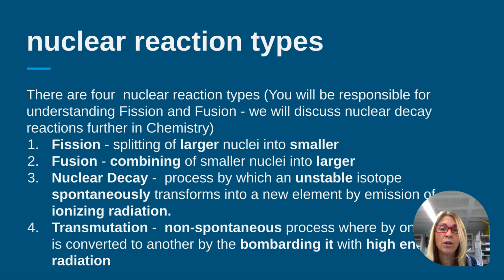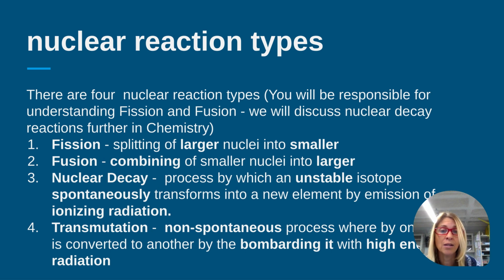There are a handful of different nuclear reaction types, four main types. In this course in Honors Physical Science, we will understand fission and fusion so that we can then discuss stars. In chemistry, we'll go through the other types of nuclear decay. So fission is the splitting of a larger unstable nucleus into smaller, more stable nuclei. Fusion is the combining of smaller nuclei into larger nuclei. Both of those processes release a large amount of energy.